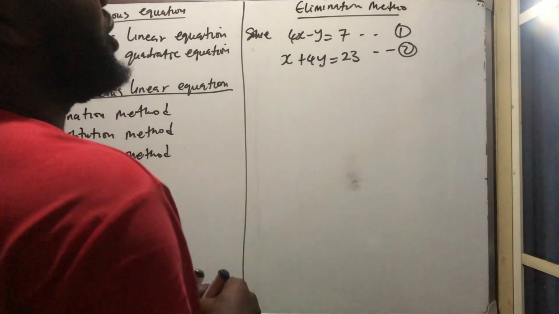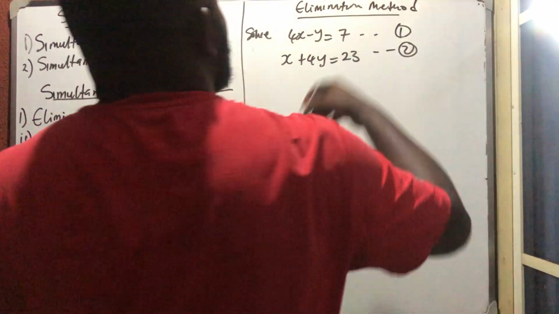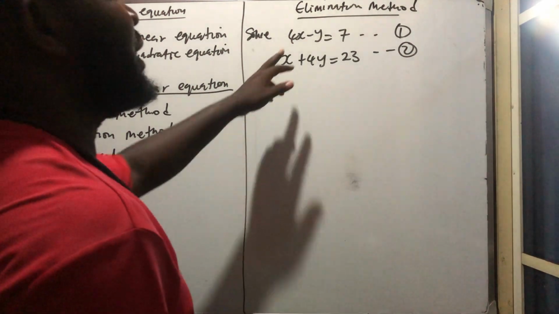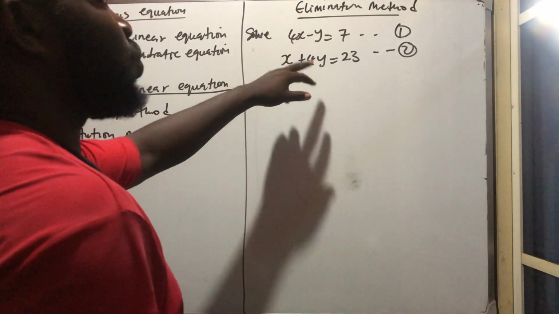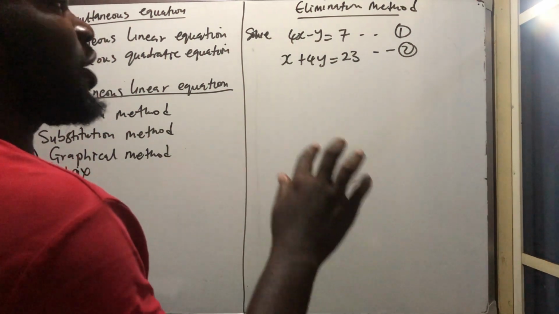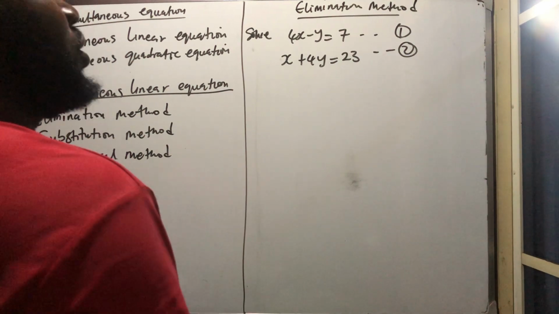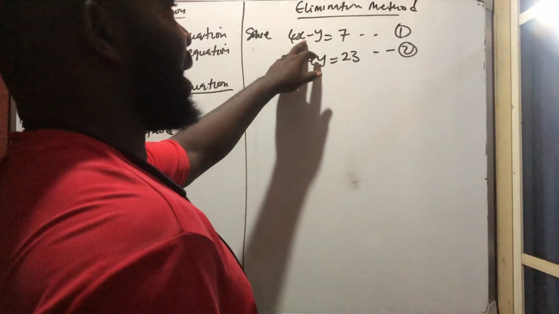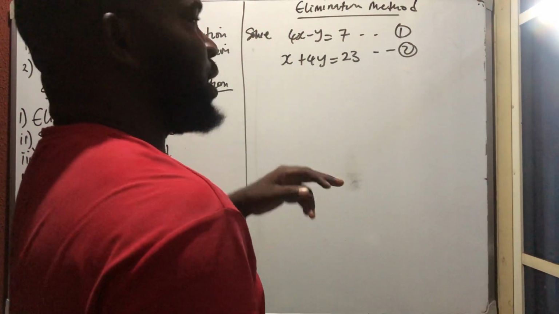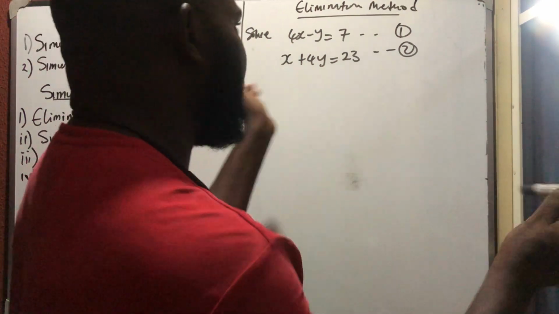Now in the elimination method, you know what eliminate means? To remove. We want to remove any one we like. We can decide to eliminate x, or you decide to eliminate y, any one you like. But whichever you want to eliminate, you must make sure that the coefficients of both of them are the same before they can be eliminated. If I want to eliminate x, for instance, you see that the coefficient here is 4 and the coefficient here is 1. They are not the same. The first thing I need to do is to make them the same. Once they are the same, they can now be eliminated.